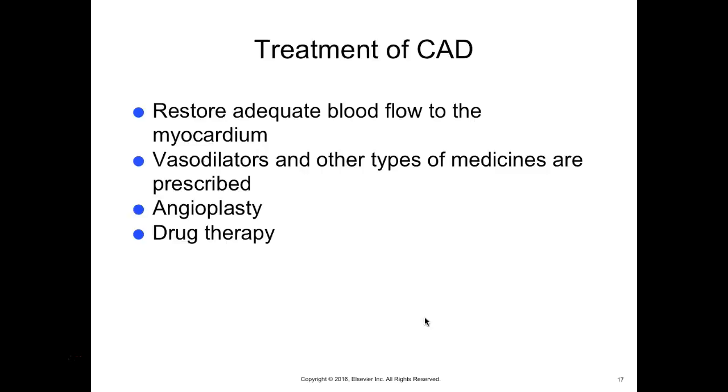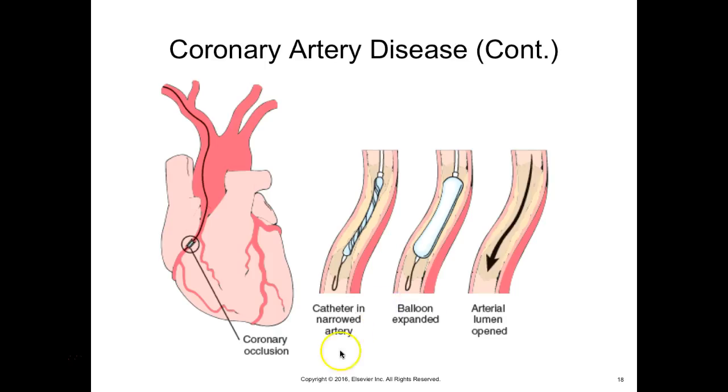All right, treatment. Restore adequate blood flow to the myocardium. Vasodilators and other meds are used, angioplasty, and drug therapy. So here's showing you the catheter here with the angioplasty. So what they're going to do is there's narrowing here. So they thread the catheter through, inflate the balloon. You can only do this if there's space. If this is completely occluded, you can't do it. They're going to inflate the balloon and basically squish all these plaques to the side, increase the lumen size, so more blood can get through.